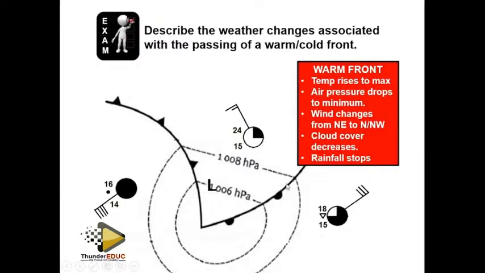Therefore, even the rainfall will have to drop. Why? Because there is no rising warm air. Remember, rainfall only forms when the warm air rises, condensing in the upper atmosphere to form clouds.